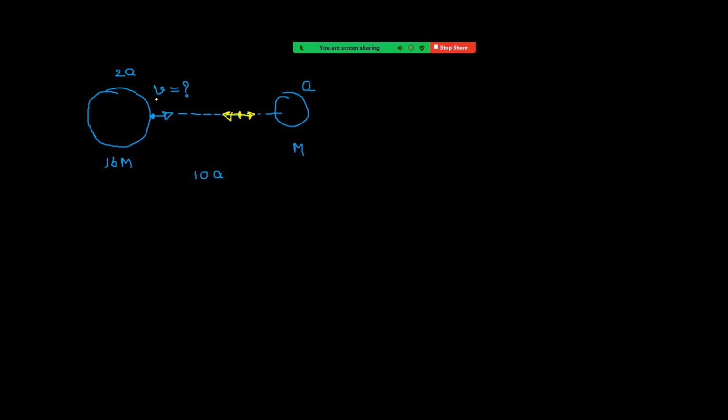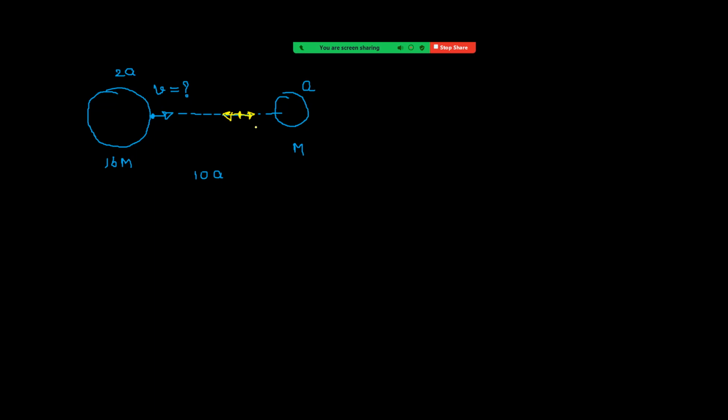If you provide velocity in such a way that it is just able to cross this point, then because of its attraction, it moves on its own. That means we are giving velocity in such a way that on reaching this point, its velocity becomes zero. That is the meaning of minimum velocity. And you can see at which point net force becomes zero.